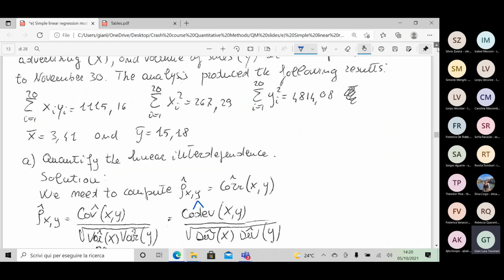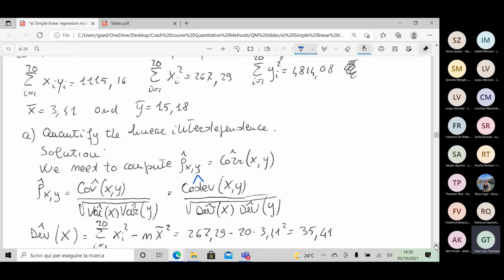We have the sum of the squares and we have X bar. So for example, we can compute immediately the sample deviance of the advertising expenses, X, and the sample deviance of the sales. Remember that the deviance is the numerator of the variance. Given this information, what can we do? We can do the sum of the xi square minus n, which is the dimension of the sample, times x bar to the power 2.